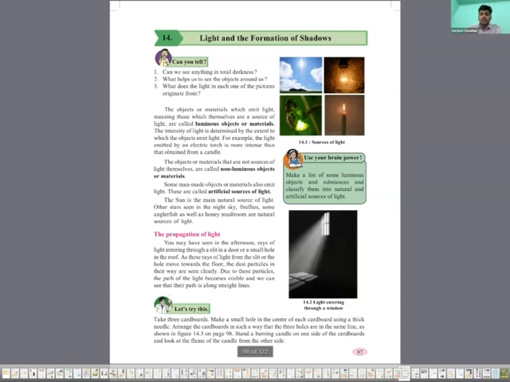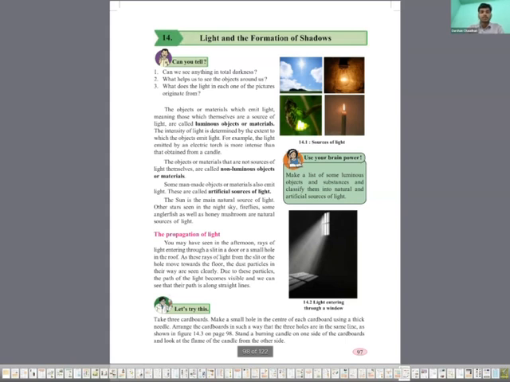Now let us read the points, that is propagation of light. We have seen in the afternoon rays of light entering through a slit in a door or a small hole in the roof. As these rays of light from the slit or the hole move towards the floor, the dust particles are seen clearly. Due to these particles, the path of light becomes visible and we can see its path along a straight line. Here is the property of light: light travels in a straight path. So this is the propagation of light.